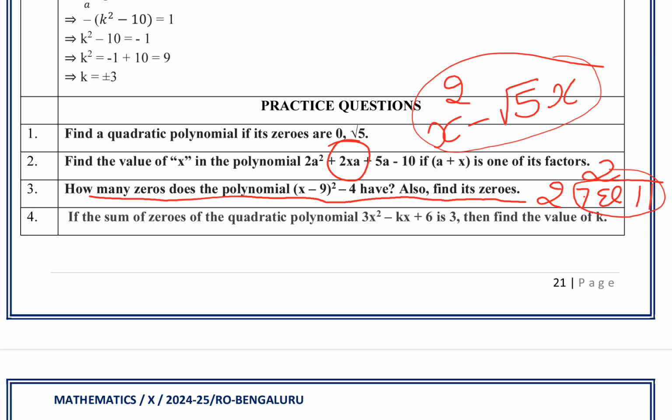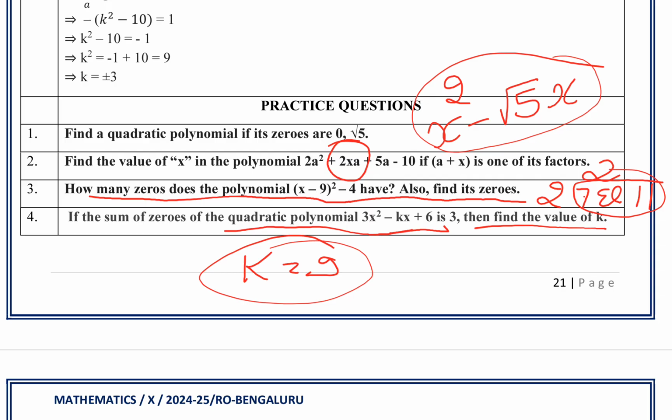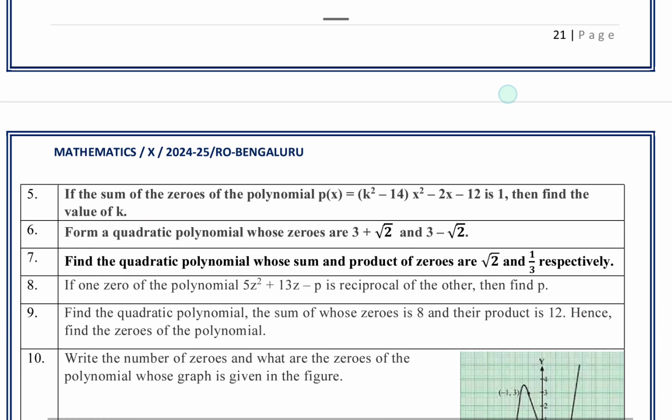Then the fourth question we will see. If the sum of the zeros of the quadratic polynomial 3x square minus kx plus 6 is 3, then find the value of k. Here also you can find the value of k. For the fourth one, k equals 9. The answer is 9. Then we are further moving towards the fifth question.